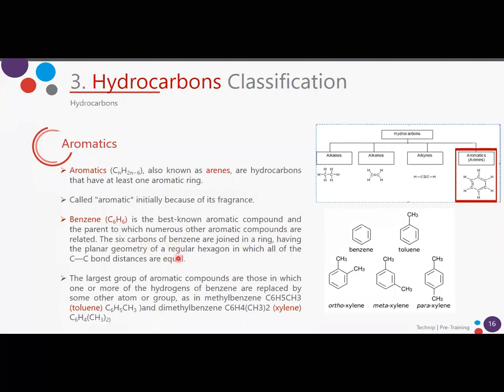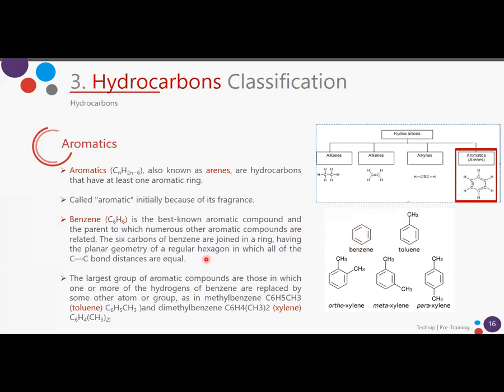The 6 carbons of benzene, here we have the benzene, are joined in a ring, having the planar geometry of a regular hexagon in which all the C-C bond distances are equal. As we saw before, you should not get confused between aromatics and the cycloalkanes. Here you can see the double bonds. In the cycloalkanes, there are no double bonds. So this is the benzene.